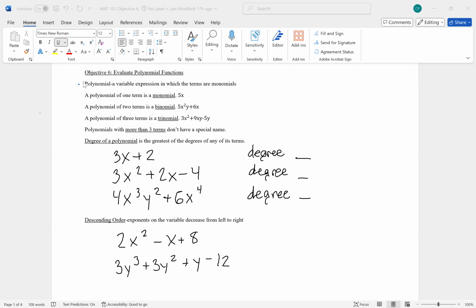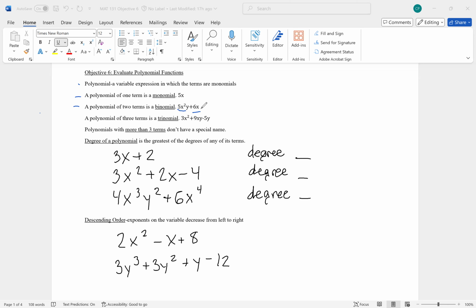A polynomial can be a variable expression in which the terms are monomials, okay? And a polynomial that has one term is what we call a monomial. That could be like 5x. A polynomial that has two terms, we call that a binomial. And that could be like 5x squared y plus 6x. You see those two terms.